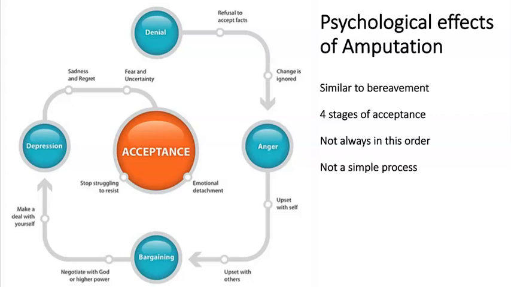In a lot of cases, that would be ideal. That's certainly what I saw my family member go through, and that's certainly what I've seen with my patients. But remember that this 4-step process of acceptance is not in any particular order. It's not a simple process. It's not linear. And they can be anywhere on this circle at any time. So it's important as a therapist that we have some knowledge about what's going on in terms of the psychological, the emotional, and the spiritual side of what's going on with our patients, particularly amputee patients.